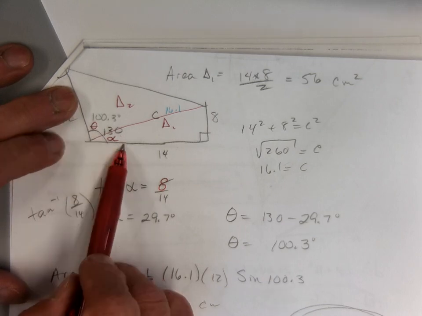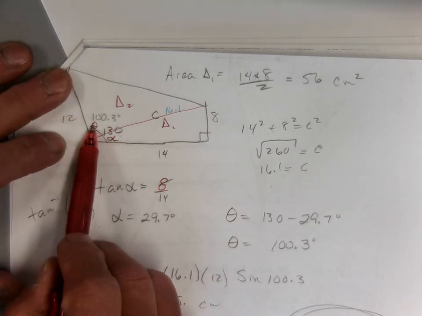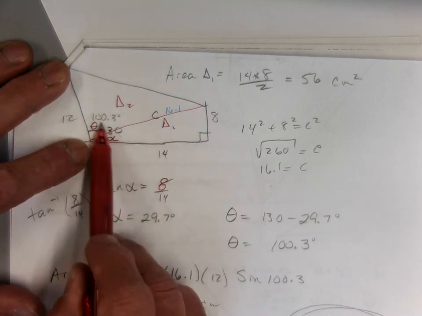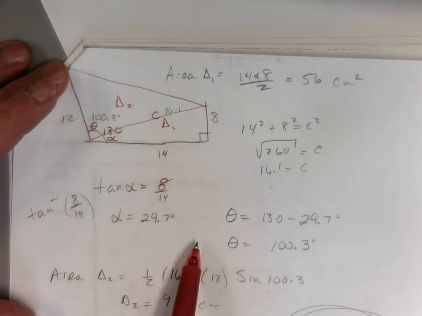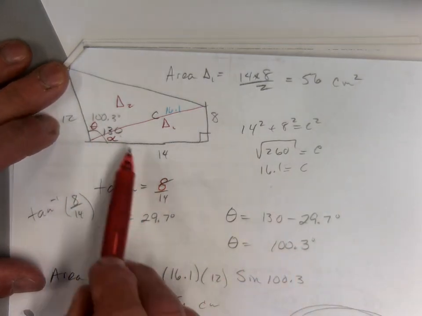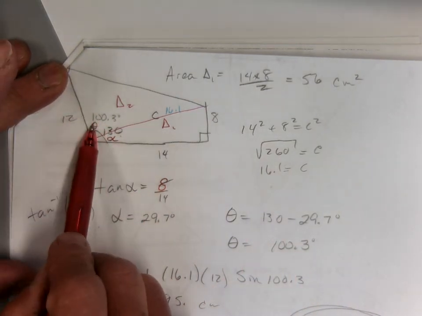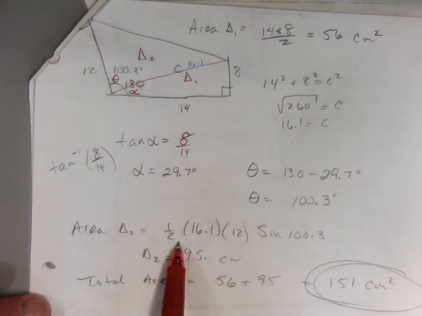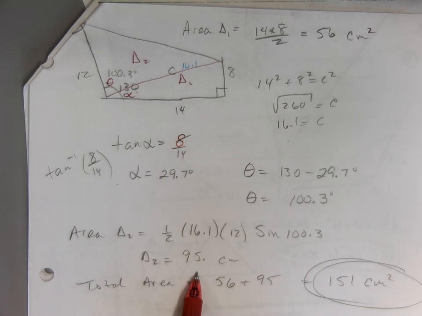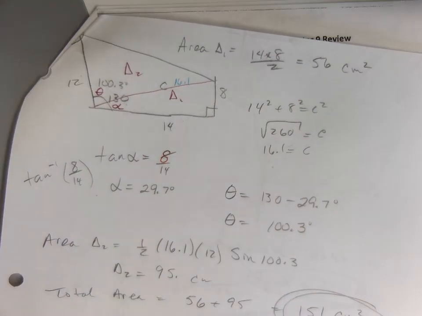Well then, to get theta, which is the angle of the bigger triangle, triangle 2, I just subtracted 29.7 from 130 degrees, and I got 100.3. Okay, now I have my side, angle, side, so I can find the area. 1/2 adjacent times adjacent times the sine of the angle, and I got 95. I added the two together, got about 151 centimeters squared.